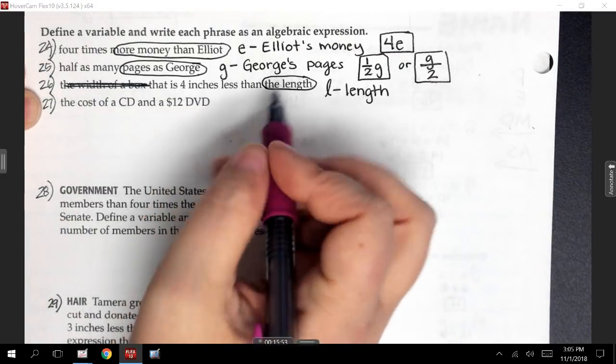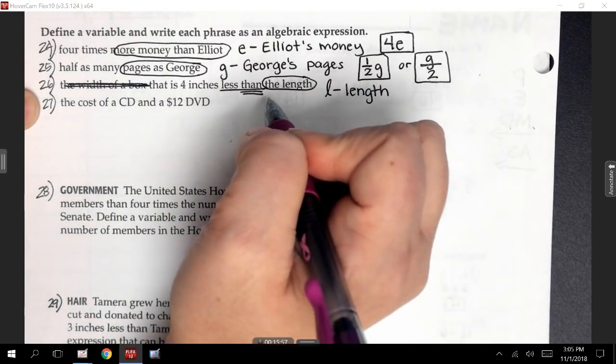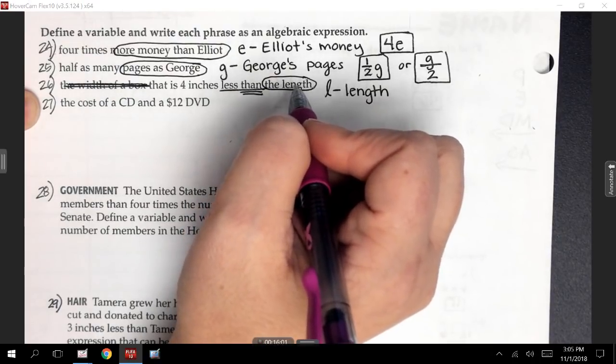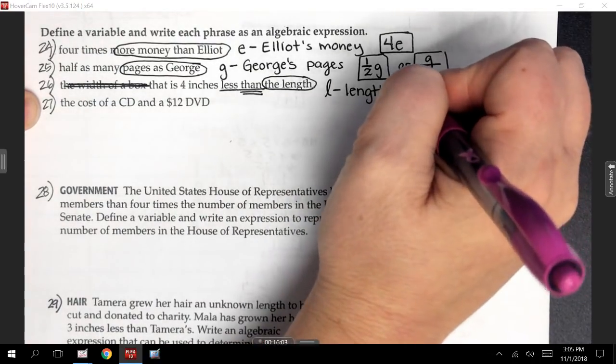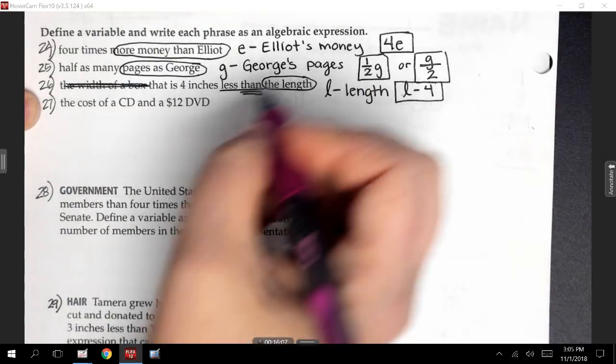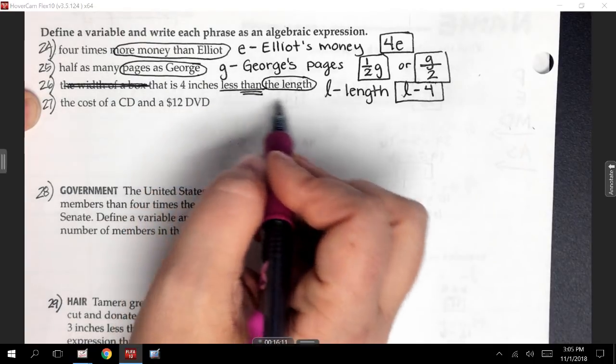All right, it says 4 inches less than. If I'm doing 4 inches less than the length, that means I've got to have the length and I've got to take 4 away from it. All right, and remember our kind of key word there was if it says than, that 4 is actually going in the back.